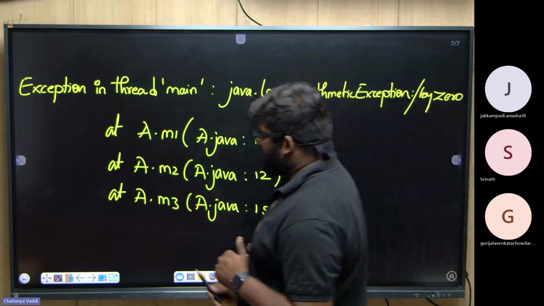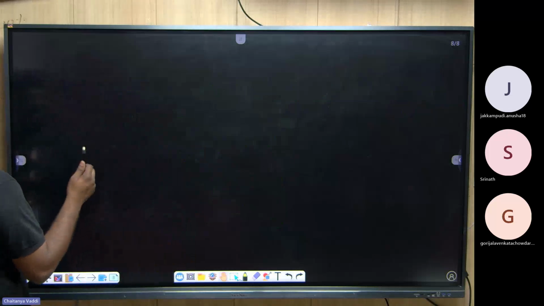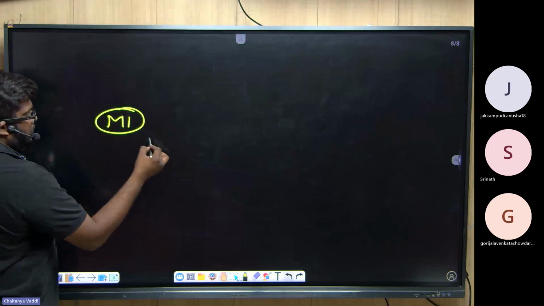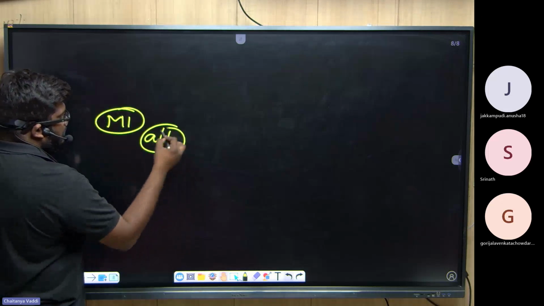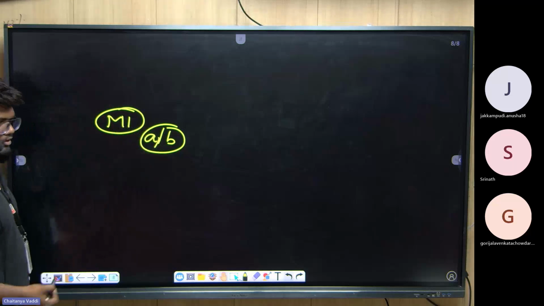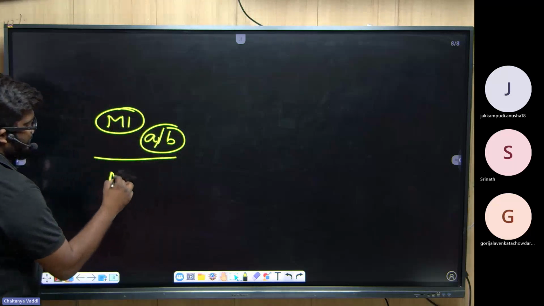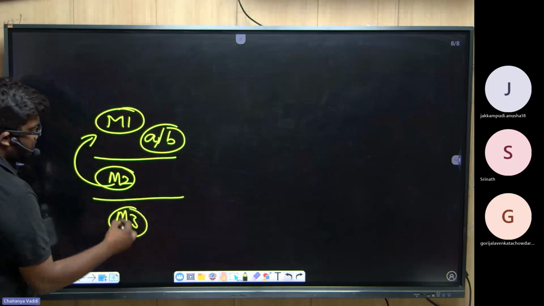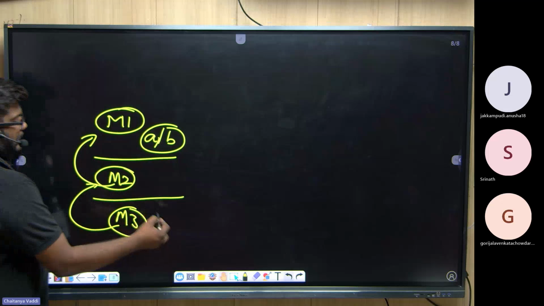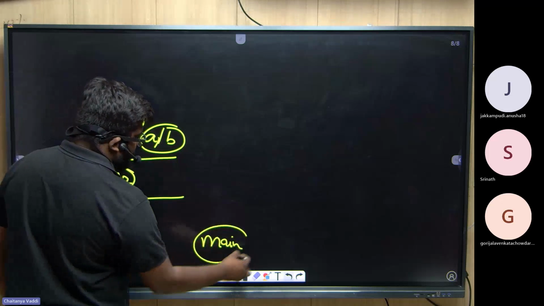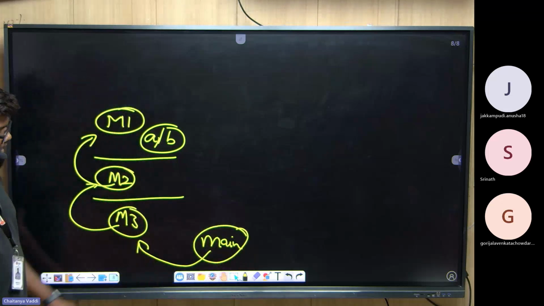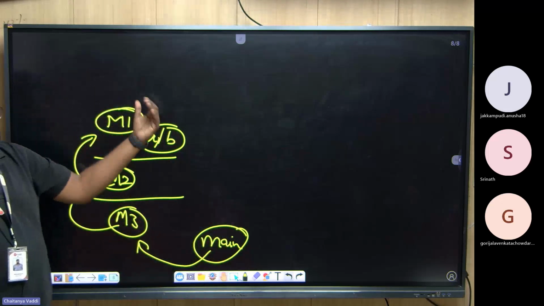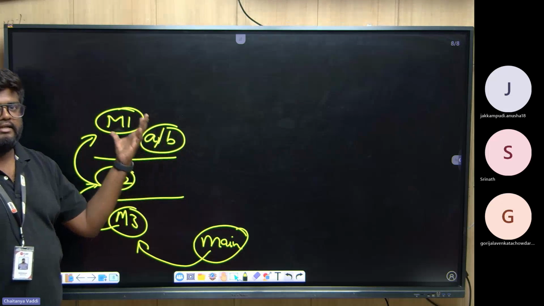Let's see this same thing with an example program. Let me create a scenario, and I will explain that scenario first. Let's say there is an m1 method, which does division of two numbers that it gets as parameters. Then let's consider there is an m2 method which simply calls the m1 method. And let's say there is an m3 method which simply calls the m2 method, and the main method calls the m3 method. From main we'll call m3, from m3 we'll call m2, from m2 we'll call m1, and inside m1 we will perform a division operation.